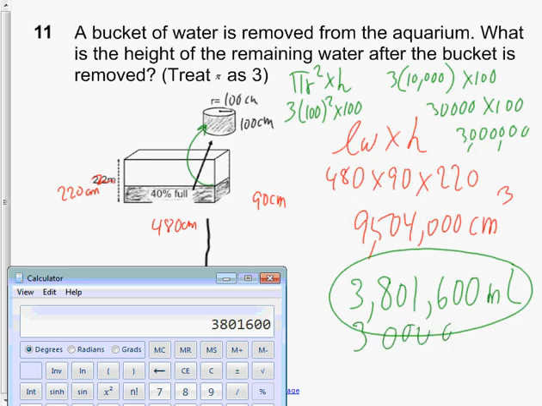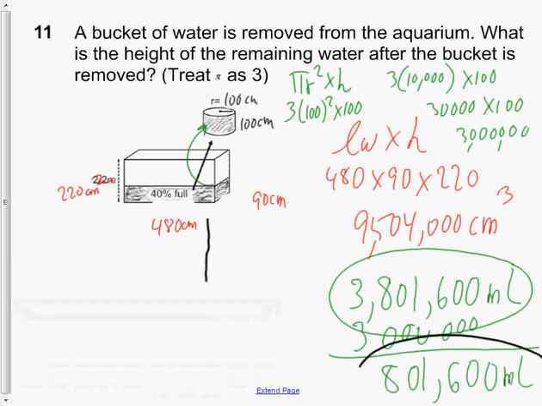So I'm going to subtract 3 million from what was in the aquarium to begin with. And if I take away 3 million milliliters from a 3,801,600 milliliter tank, the amount of water left over in that tank will be this much here. Okay? So that's the first answer, is how much water will be there? 801,600 milliliters, or 801.6 liters of water will be left in that tank.